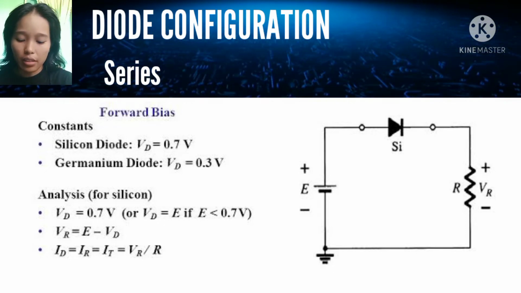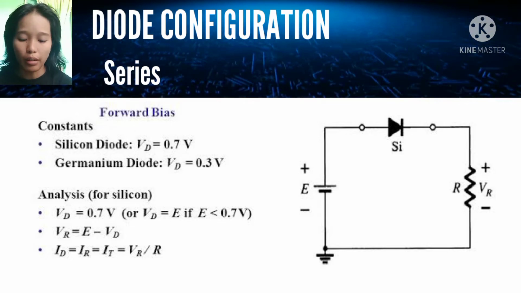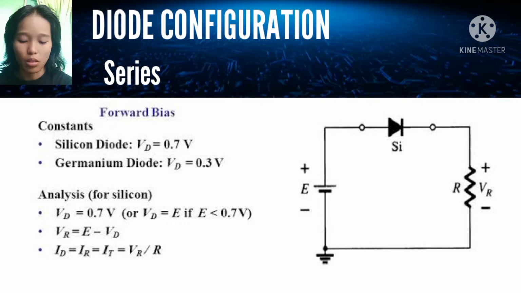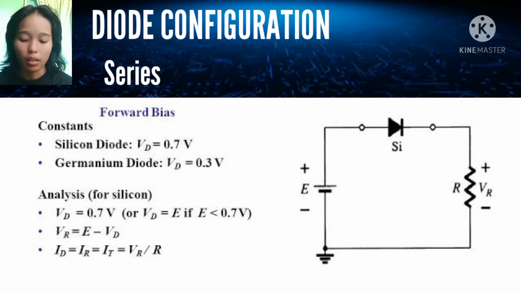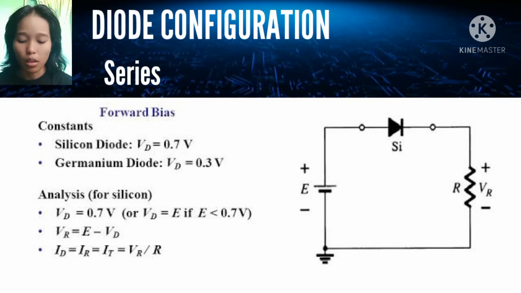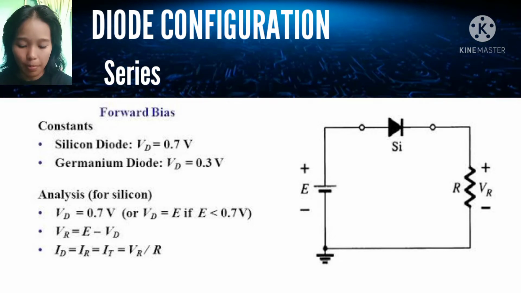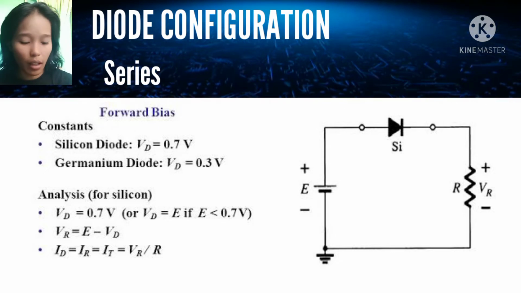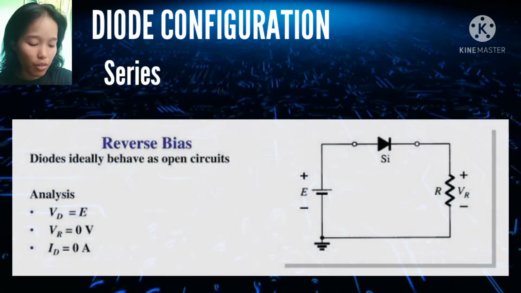Now for ID, or the current of the diode, ID is just equal to IR. This is equal to VR divided by the resistor, knowing that our VR is equal to external voltage minus the VD.